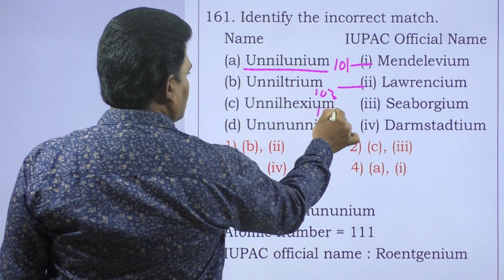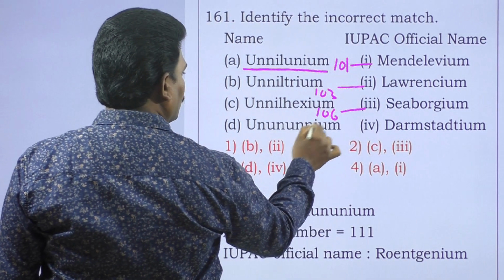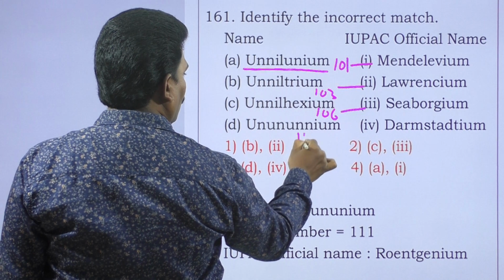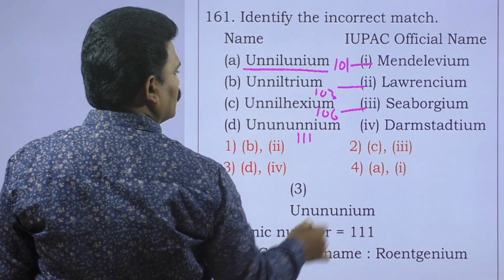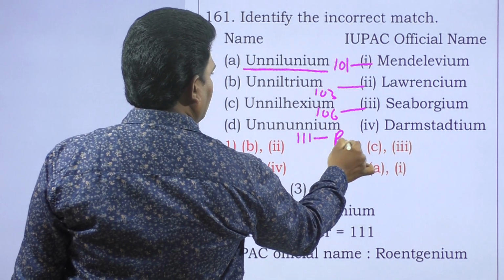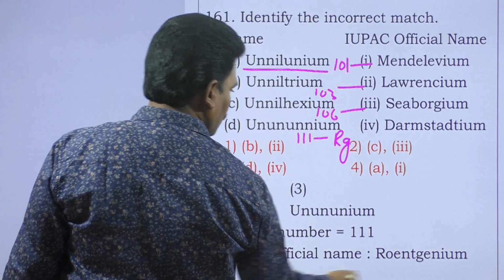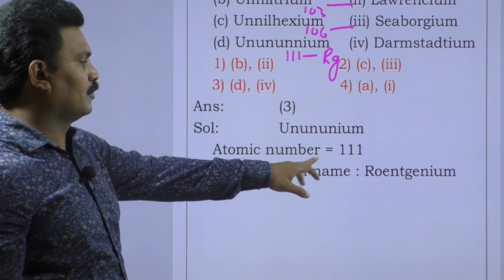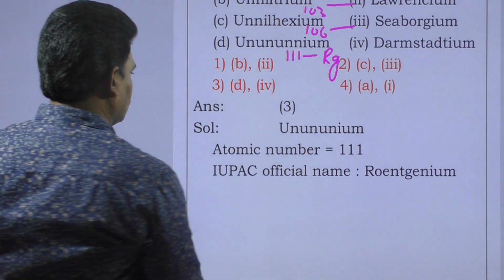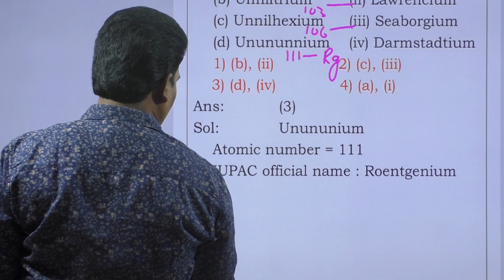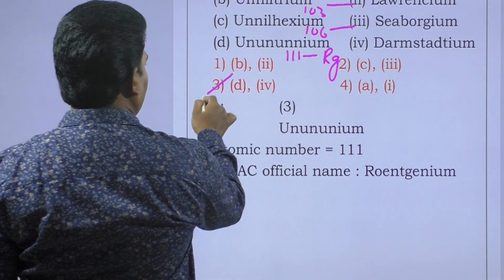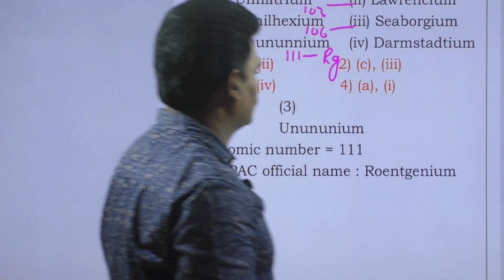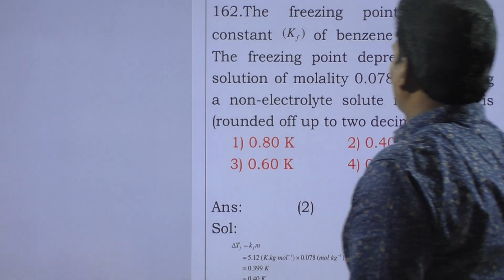Unnilhexium is 106, it is also correct. Unununium means 111, it is Rg. Rg means roentgenium, atomic number 111. So option 3 is correct, which means the fourth one is not correct. Option 3, D is not a correct match. And then go to question number 162.